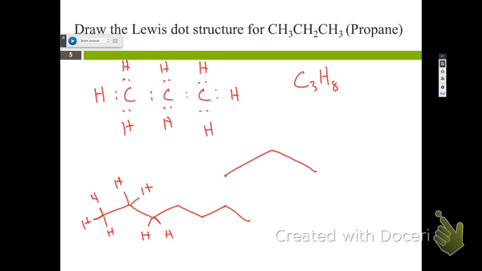So maybe I drew them closer to 120. I don't know. It doesn't matter. But by showing that it's not in a straight line, we show that there are different angles that we have for those atoms and the connections between them.